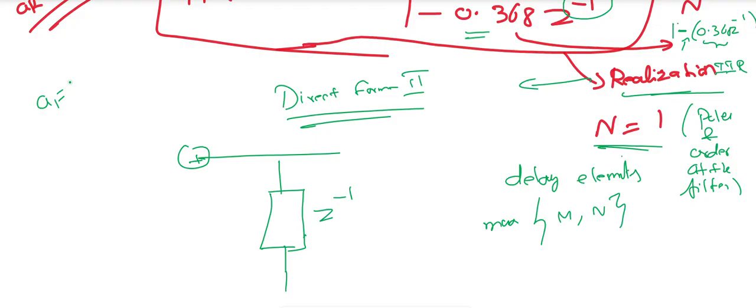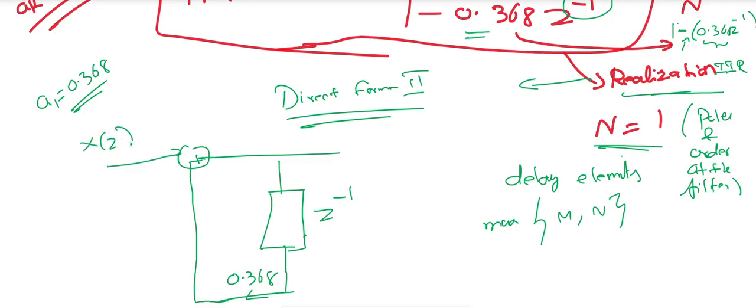A1 is equal to 0.368. This is the coefficient. This is your X of z, and this is your Y of z. So how to realize a system?